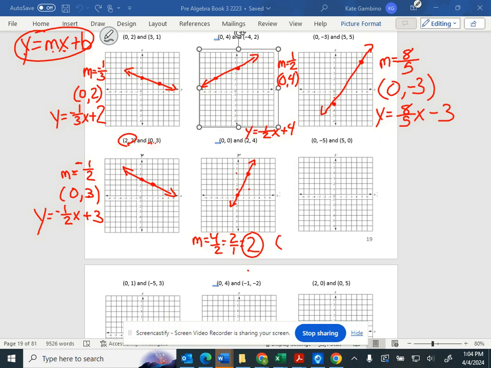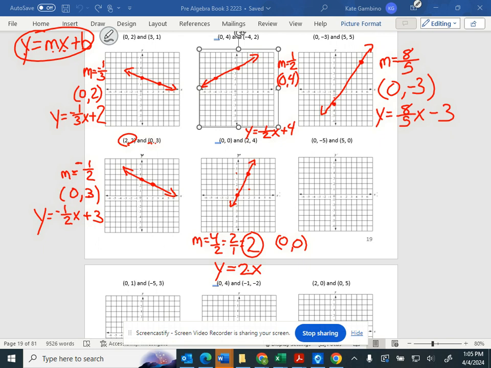What is my y-intercept? 0, 0. That's where it crosses the y-axis. So now, what is my slope-intercept form? Grayson? Is it y equals 2 over 7x? 2 over 1. So 2 over 1 is the same as saying 2. I'm not going to mark it wrong if you put 2 over 1, but you can just write 2x.